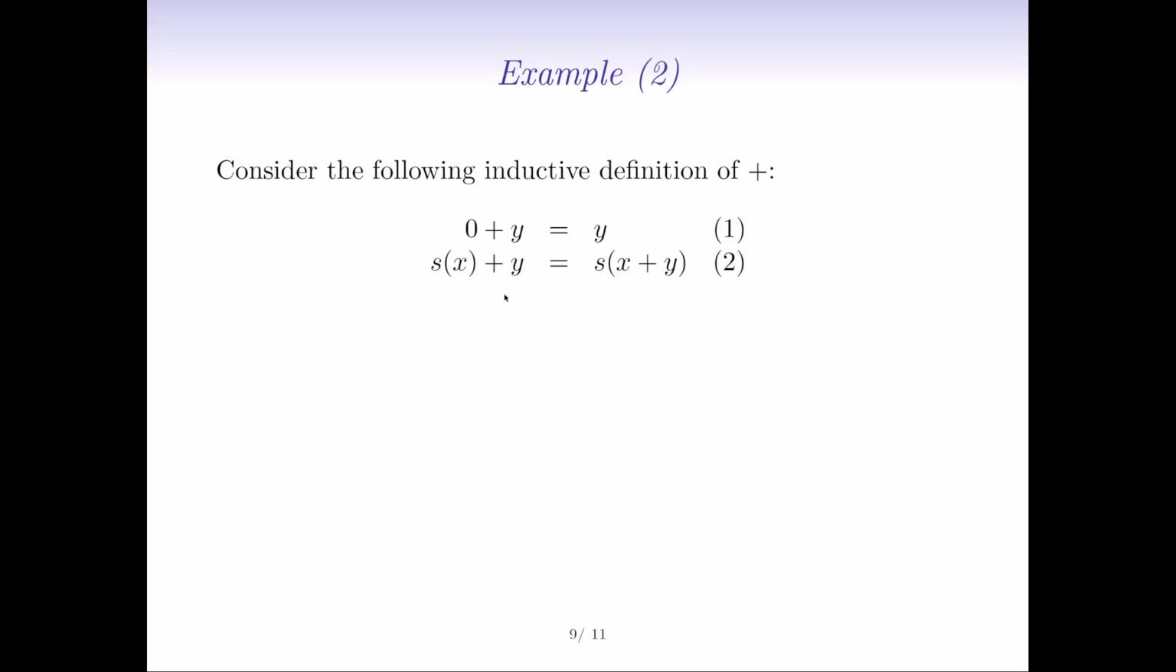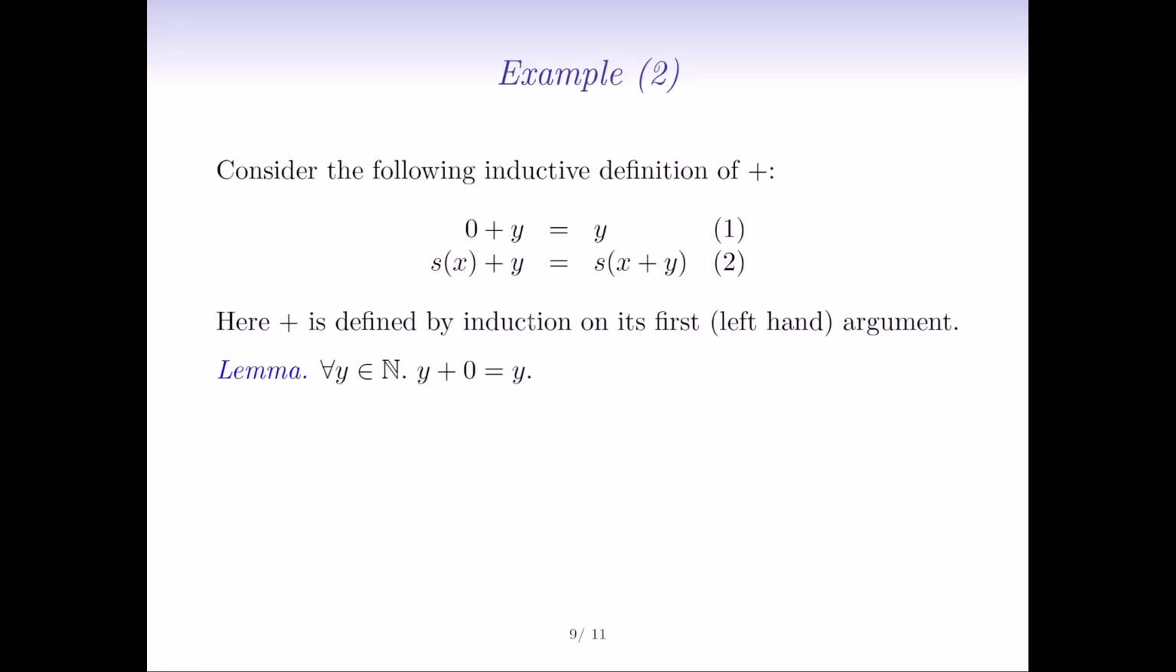And the second clause says that if I'm adding the successor of some number to y, S of x plus y, then that is equal to the successor of x plus y. You can notice that this is an inductive definition because here I'm assuming that I already know what x plus y is, and then I define what the successor of x plus y is. So it's defined by induction, by induction on its left-hand argument. You can see there are two cases. A natural number is either 0 or the successor of some number. So we have a case for 0 and a case for another number.